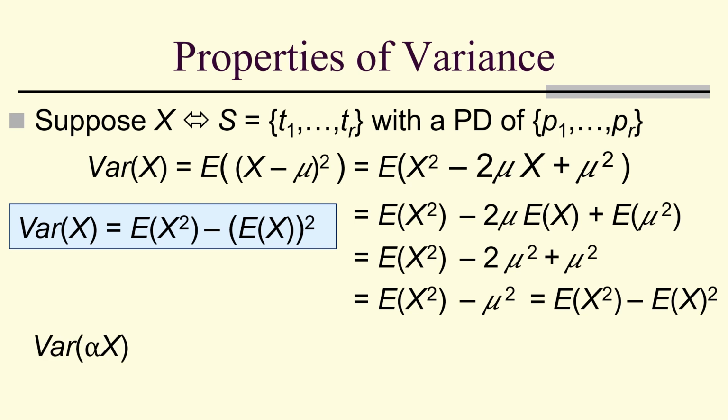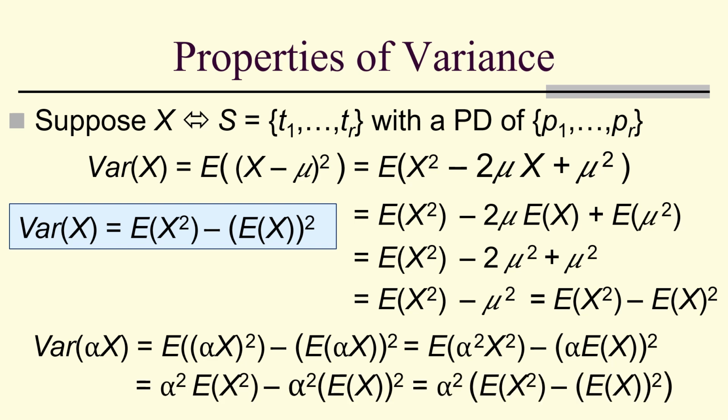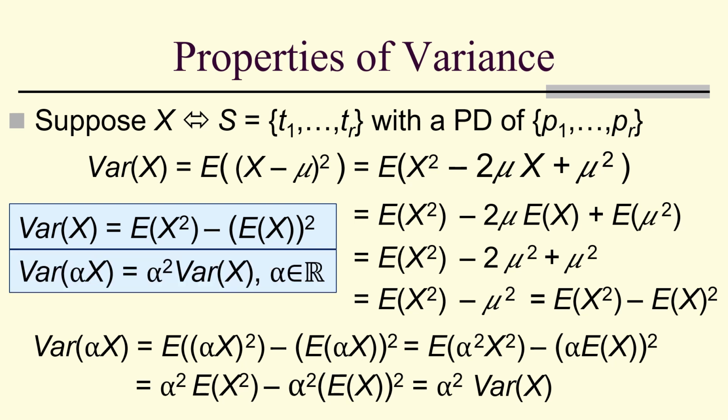What if we had the variance of alpha times X? Well, we write it out using our first property. We can factor out an alpha squared, and having done so, we get alpha squared times the variance of X. So the variance of alpha X is alpha squared times the variance of X for any alpha in R.